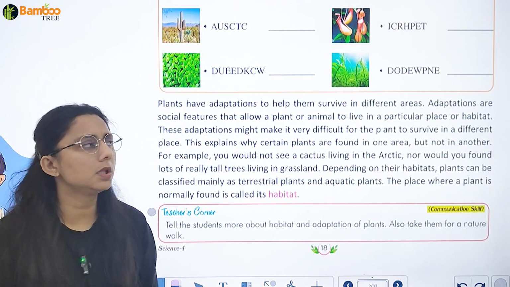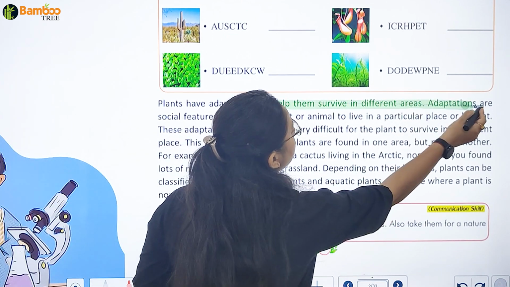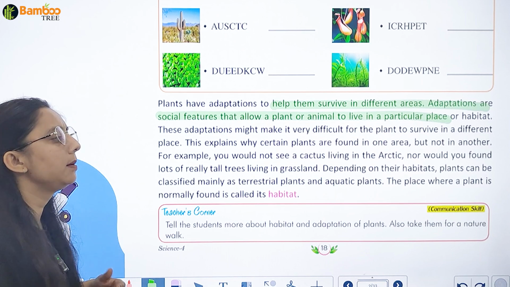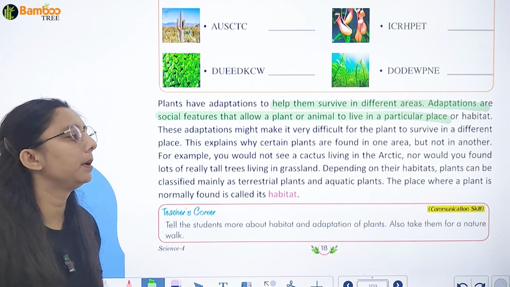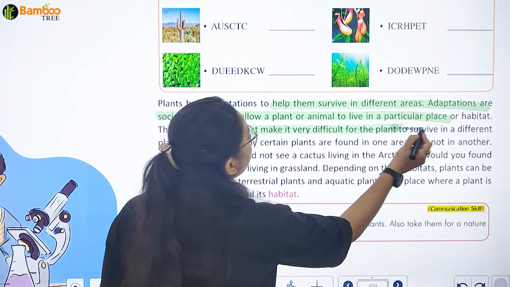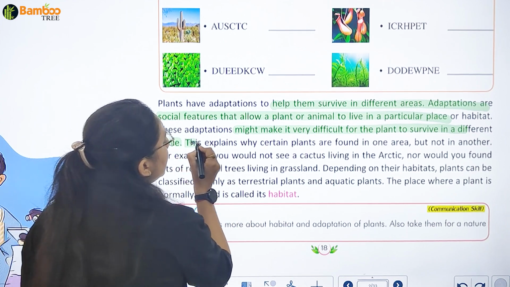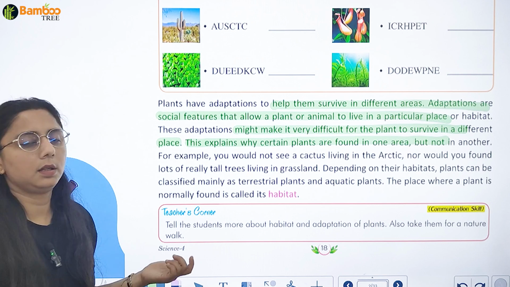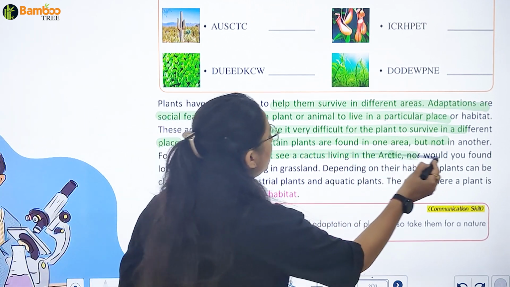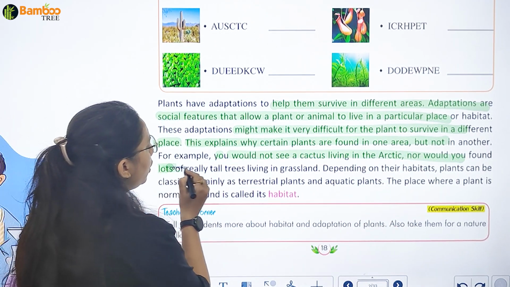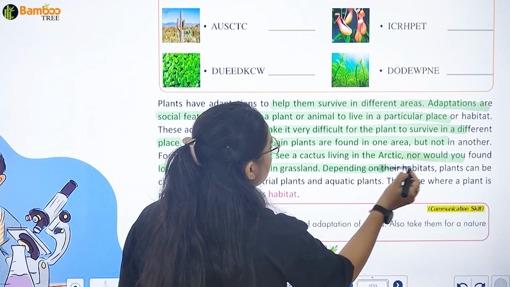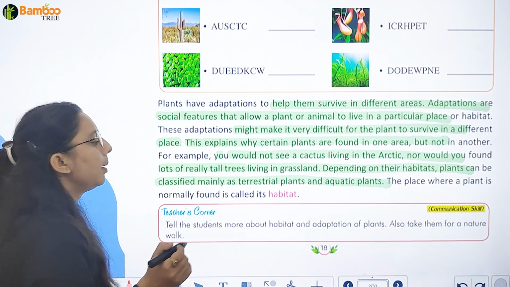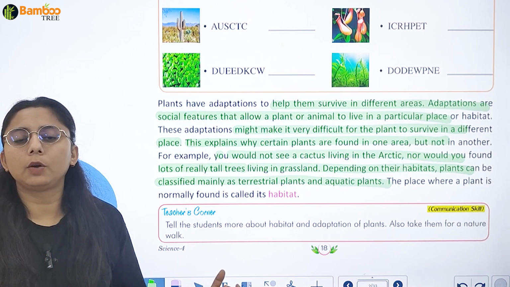Plants have adaptation to help them survive in different areas. Adaptations are special features that allow plants or animals to live in a particular place or habitat. These adaptations might make it difficult for the plants to survive in different places. This explains why certain plants are found in one area but not in another area. For example, you would not have seen a cactus living in the Arctic, and would find lots of really tall trees living in grassland. Depending on their habitats, plants can be classified into two parts, mainly terrestrial or aquatic.